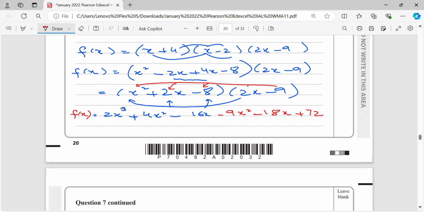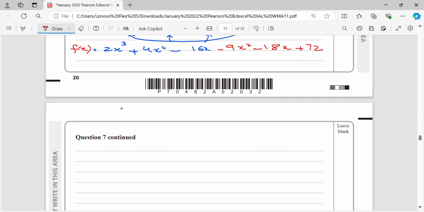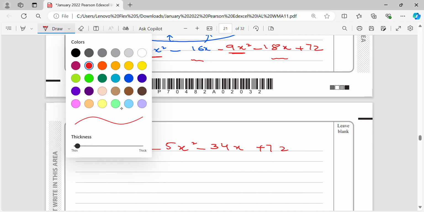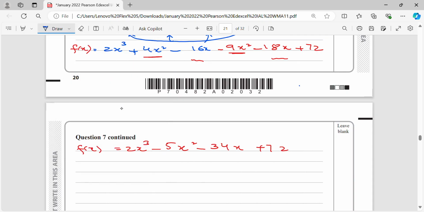This is f of x. Collect like terms. So 2x cubed as it is, 4x squared and minus 9x squared, I'll get here minus 5x squared. Minus 16, negative 18 is negative 34x plus 72. Alright, the question says that y equals f of x minus p. f of x we just got above, copy it down, minus 34x plus 72 minus p.